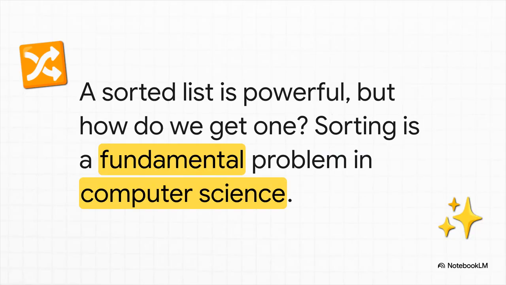So speaking of sorted lists, that kind of begs the question, right? How do we get them sorted in the first place? Well, sorting is one of the most classic problems in all of computer science, and there are tons of ways to do it. Some are just much, much smarter than others.